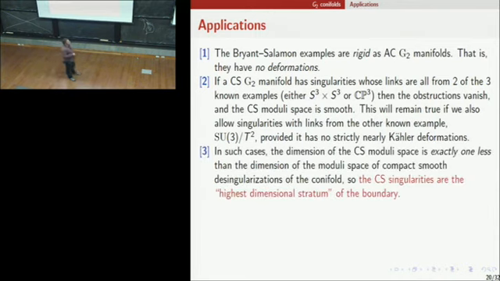And when this is true, when the CS moduli space is smooth, because we're assuming that the links all come from here or here, then it turns out you can compute the dimension from our formula, and it's exactly 1 less than the dimension of the moduli space of the compact smooth desingularizations. So remember, I had the theorem that said, if you had the CS thing, you can attach AC things to make it compact and smooth.